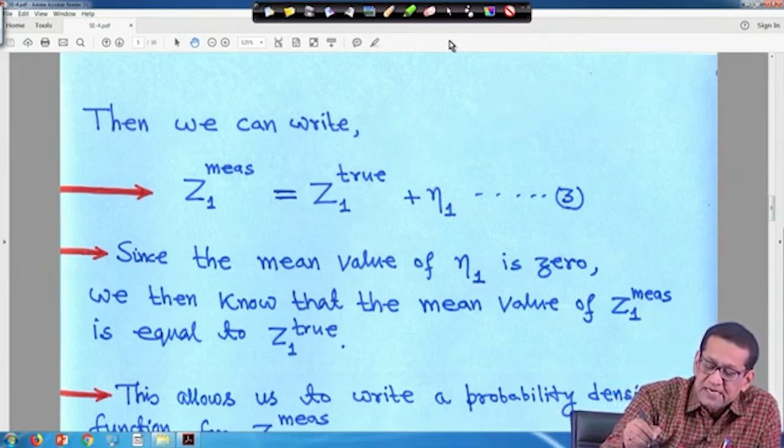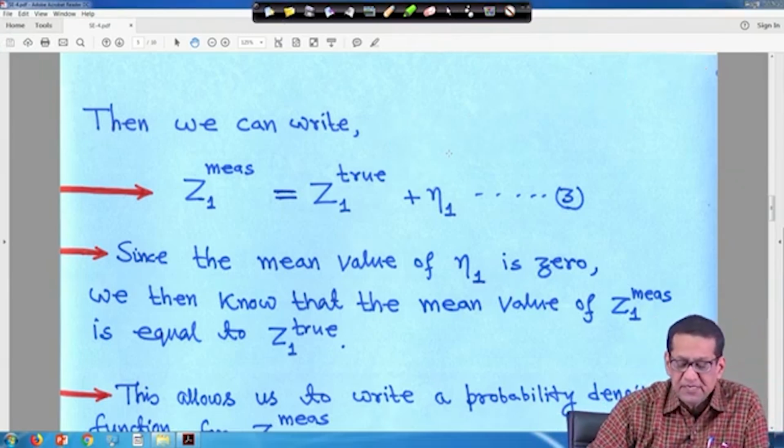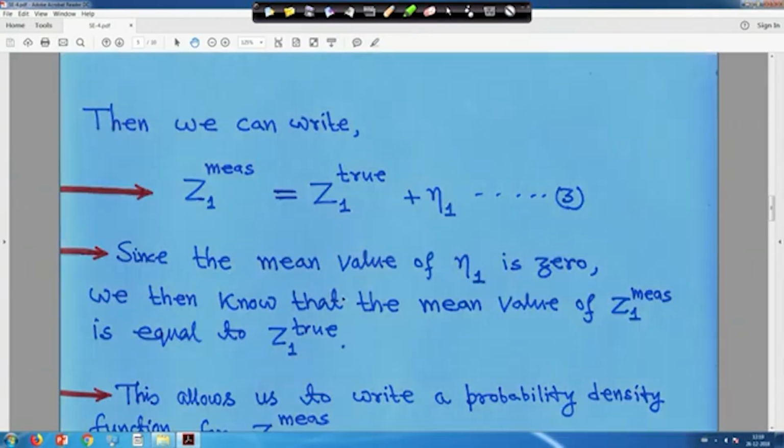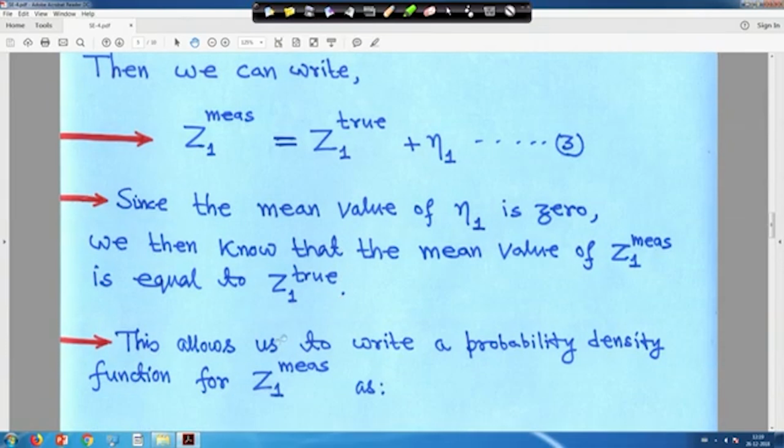Since the mean value of zeta 1 is 0, we know that the mean value of Z1 measure is equal to Z1 true, right, because the mean value of zeta 1 is 0. So, the mean value of Z1 measure is equal to Z1 true. This actually allows us to write a probability density function for Z1 measure.